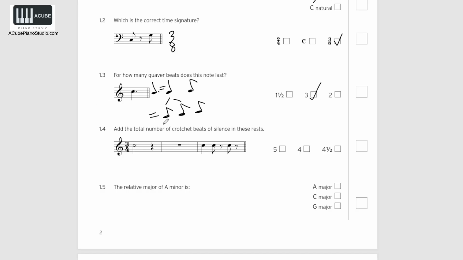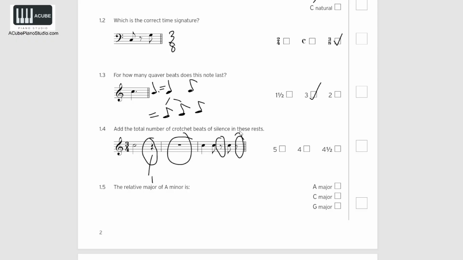Next, we are asked to add the total number of crotchet beats of silence in these rests. So we are going to count this rest, this is the rest, these are the rests. Let's start off with this. This is 3/4 time, and this is a crotchet rest, so it's 1 crotchet. This is 3/4 time, so this is a full bar rest. It doesn't matter how many beats there are, we'll always write this as a full bar rest.